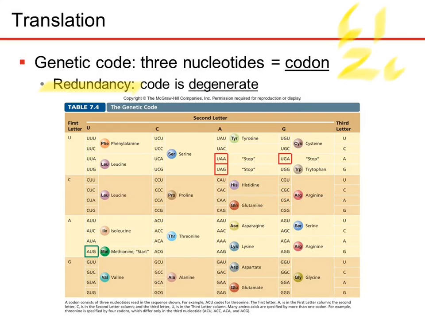And you know that there's 20 amino acids, so we can do some quick math. And that says on average there are 3 codons for every amino acid that is put into a protein. Everybody good with that math?